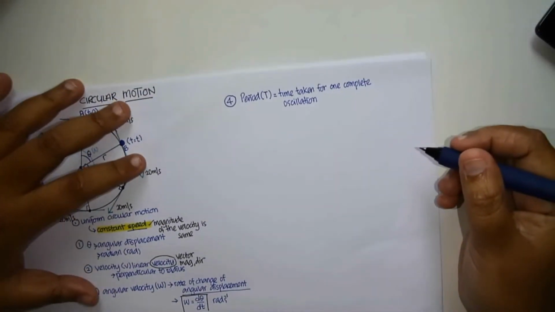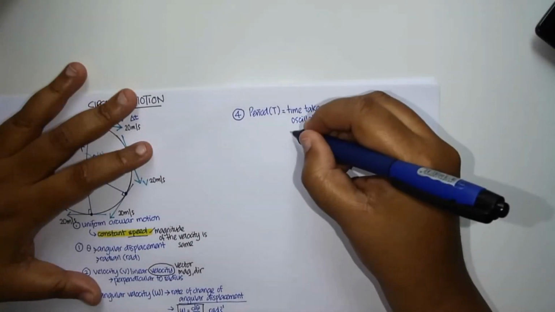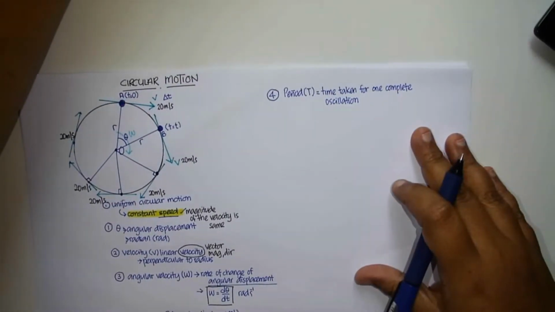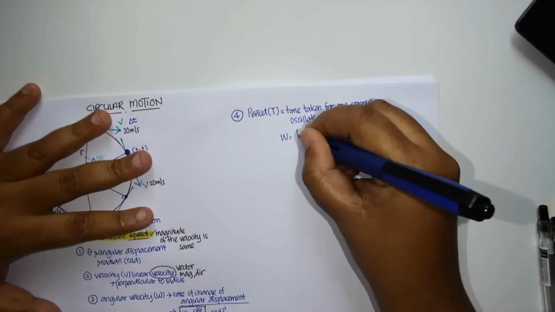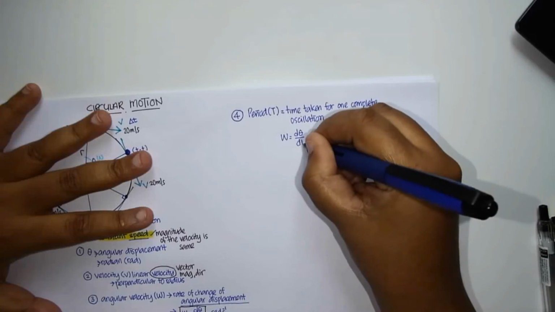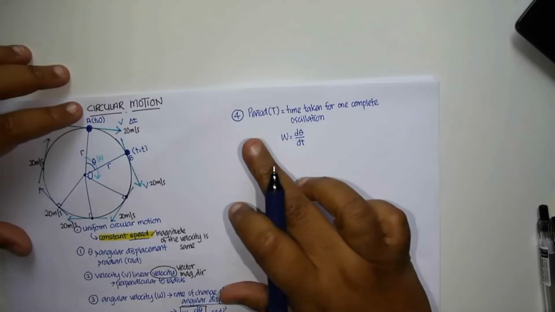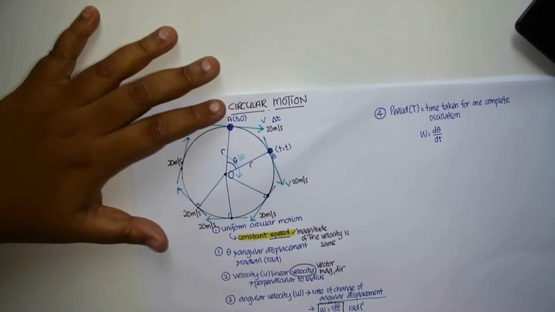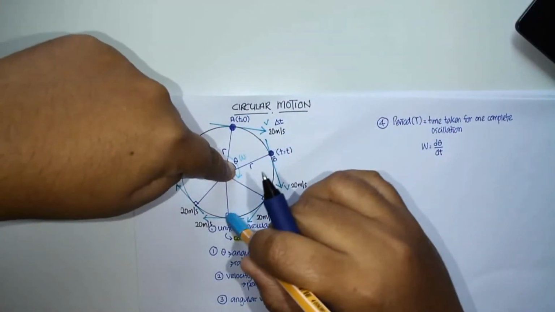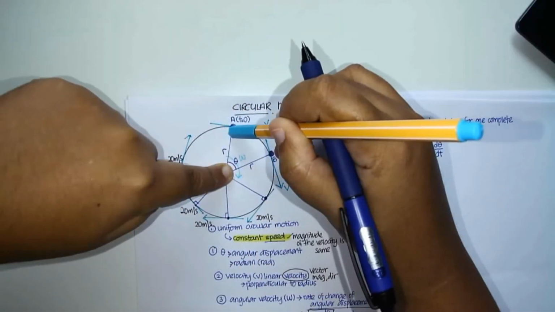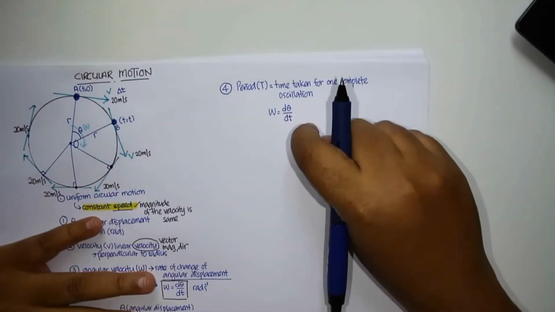Okay, time taken for one complete oscillation. So we have here omega is equal to d theta over dt. So period is the time taken for one complete oscillation. In this case, it started with A. What is the time taken for one complete oscillation? That is called period. So here we have omega equals d theta over dt.